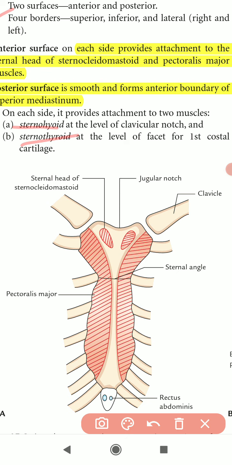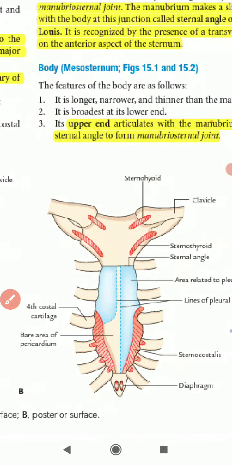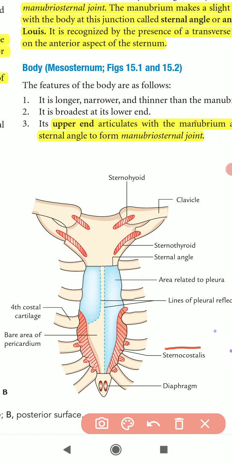Now let's move to the posterior surface. This picture shows the posterior view of the manubrium sterni. The posterior surface is relatively smoother and it gives attachment to two muscles. The first one is the sternohyoid muscle and the second one is the sternothyroid muscle. The upper part gives attachment to the sternohyoid muscle and the lower part gives origin to the sternothyroid muscle.